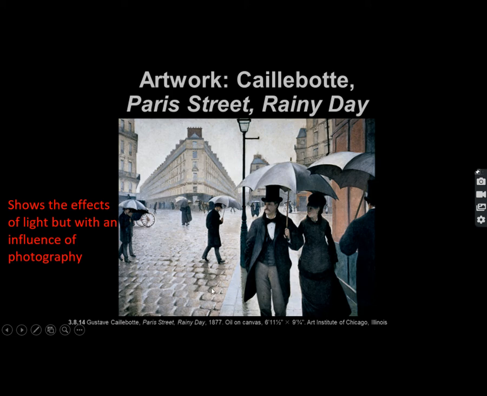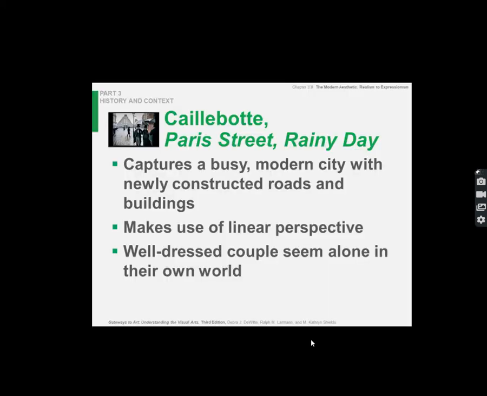This is a street scene in Paris, a rainy day, so he's concerned with atmosphere and weather. And you can see the cut-off snapshot quality of this. So he's definitely using a photograph to work from. And this painting is gigantic. It's almost 7 feet by 9.5 feet. So it's similar to something the realists were doing, but these are the upper classes out in the street enjoying a rainy day in Paris.